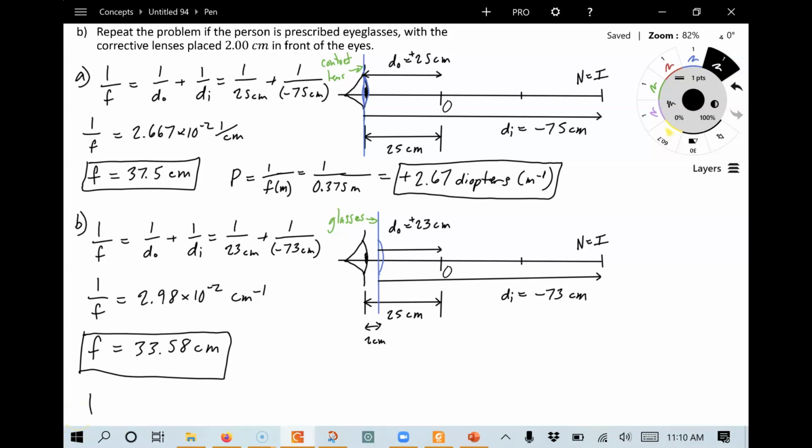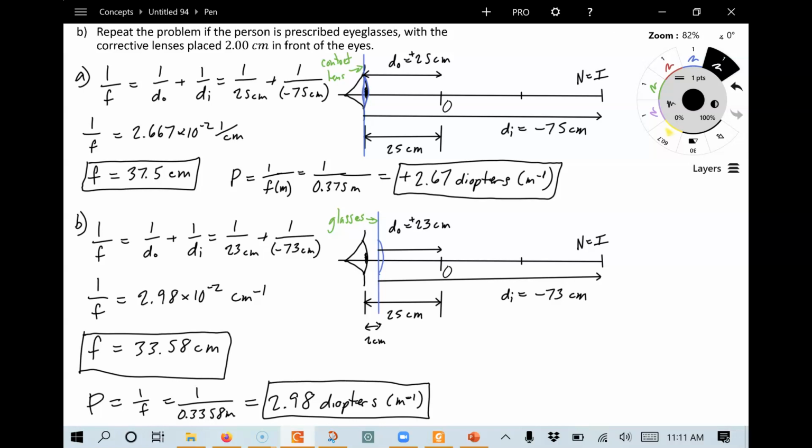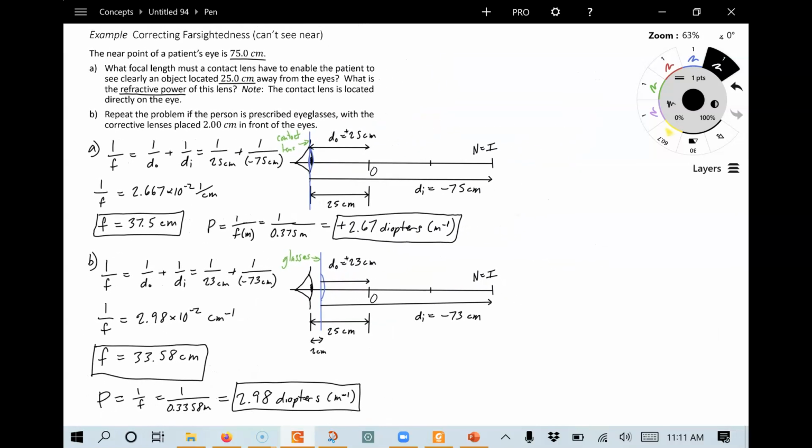And for the power, we can go ahead and calculate that as 1 over f in meters. That's going to be 1 divided by 0.3358 meters, and that gives us about 2.98 diopters. Again, remember that that is inverse meters. And so that is an example of how to use a converging lens to correct farsightedness.